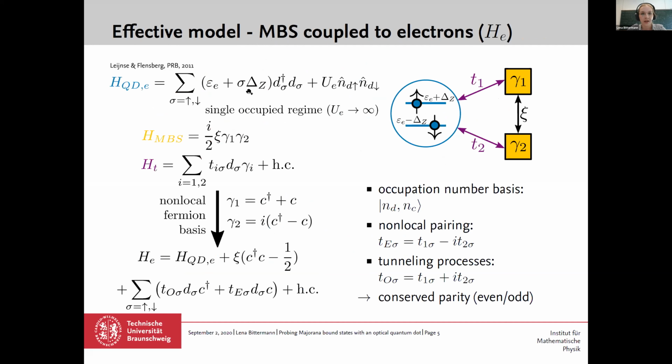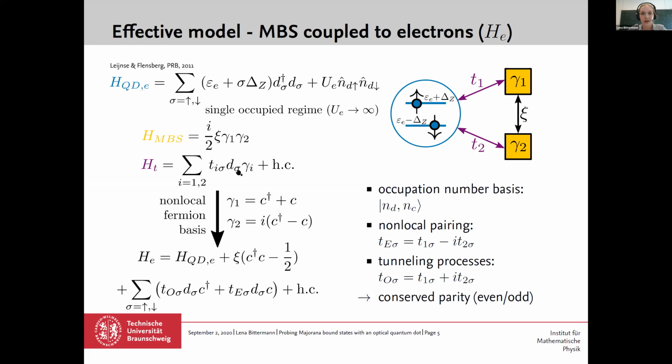So we have here the quantum dot Hamiltonian, where the quantum dot energy is epsilon, and the two single spin levels of the quantum dot are split by this Zeeman energy delta Z here. This is the term for the double occupancy of the quantum dot, but we assume a very large charging energy so that we are in the singly occupied regime. The Majoranas are described by this Hamiltonian here, where we have the splitting psi, and gamma 1 and gamma 2 are the Majorana operators. The tunneling is defined like this, where we have spin-dependent tunneling amplitudes to gamma 1 and gamma 2.